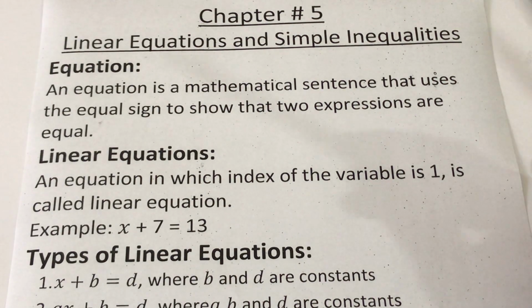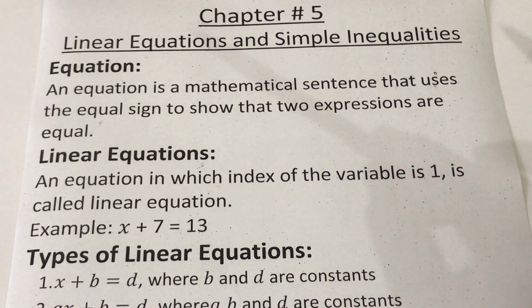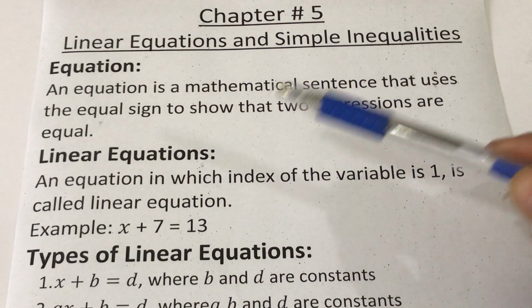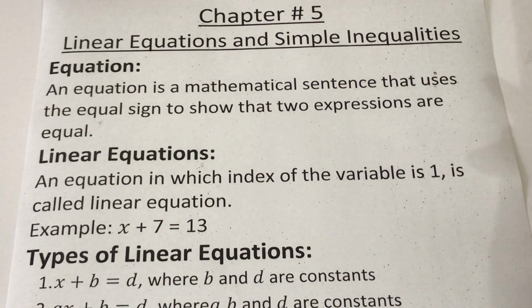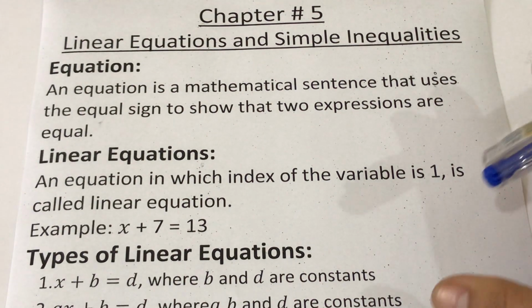Algebraic expression and equation. There is a difference between an algebraic expression and an algebraic equation. Basically we have terms in algebraic expressions and in algebraic equations. But the difference is, in an algebraic expression we will have only operation symbols. Operation symbols means addition, subtraction, multiplication or division. But in an algebraic expression we have no equal sign. We have no equal sign.